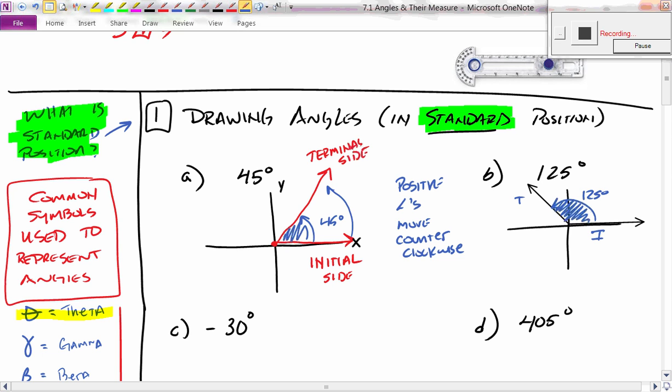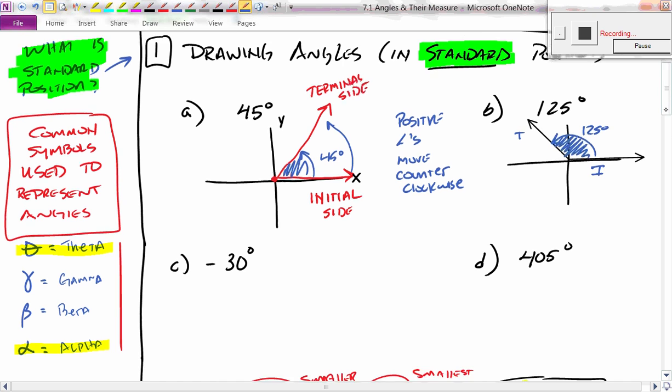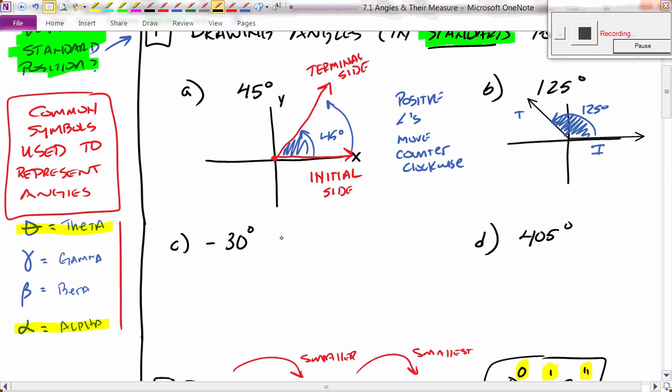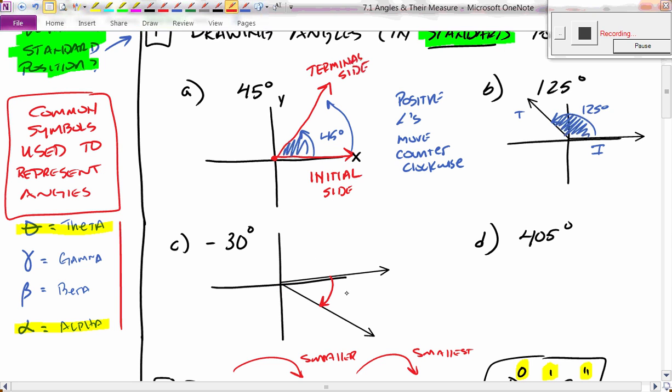Okay, so now let's talk about negative angles. If positive angles move counterclockwise, then what do negative angles do? They move clockwise. So if I have a negative 30-degree angle, I'm going to start off with my initial side lined up with the x-axis here, and then I'm going to go 30 degrees in the clockwise direction down, so it would look something like this. This is a negative 30-degree angle. Notice negative 30 degrees puts me into quadrant 4, because this is quadrant 1, this is quadrant 2, quadrant 3 again.